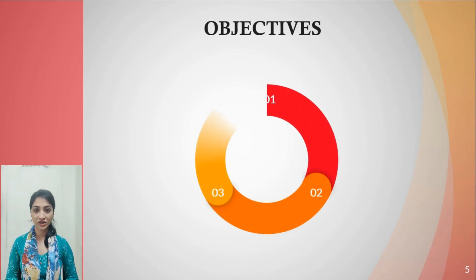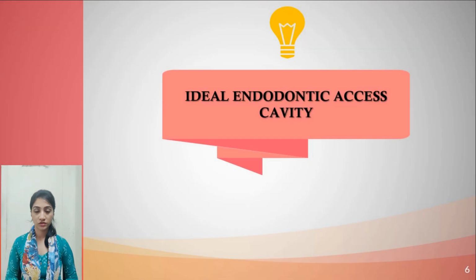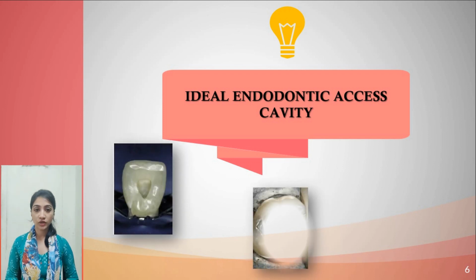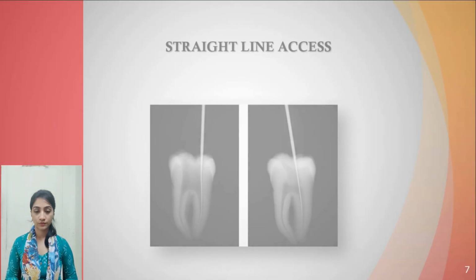There are three main objectives for endodontic access cavity preparation. First is straight line access, then comes the conservation of tooth structure, and finally unroofing of the pulp chamber and exposure of pulp horns. An ideal endodontic access cavity should permit the removal of all the pulp chamber contents and should permit direct vision of the floor of the pulp chamber and orifices. This facilitates efficient instrumentation and provides direct access to the apical 1/3 of the canal.